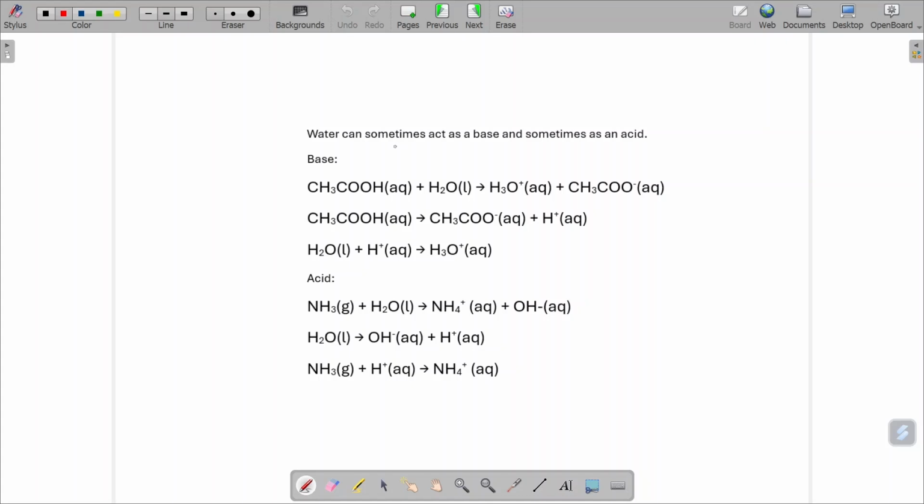Now, water is a very interesting substance because sometimes it can act as a base and sometimes it can act as an acid. So when we look at the following reaction here, this is acetic acid, CH3COOH, which combines with water. What happens is the hydronium concentration increases and we remain behind with a CH3COO minus ion.